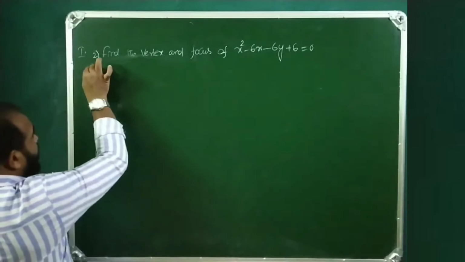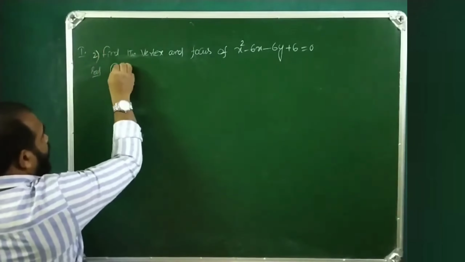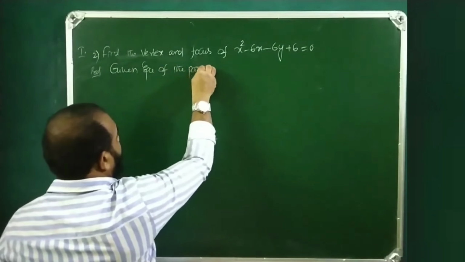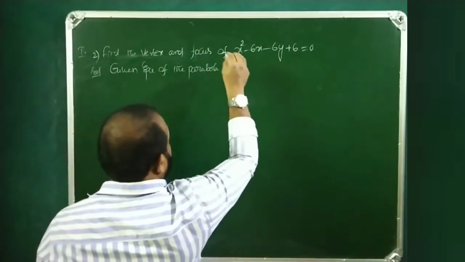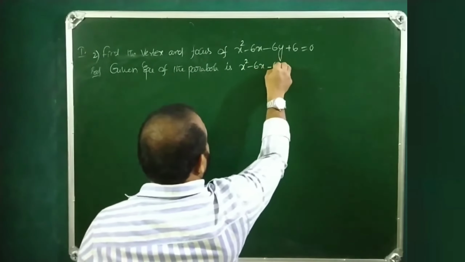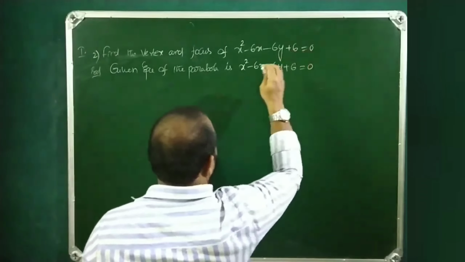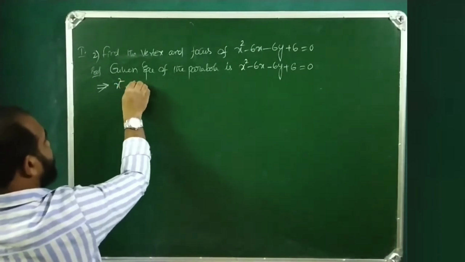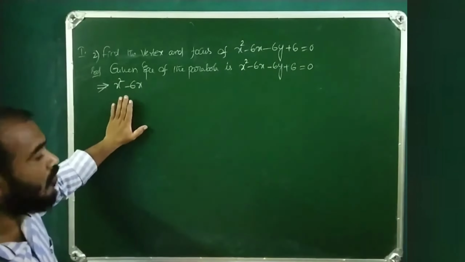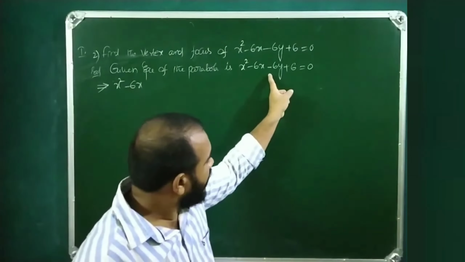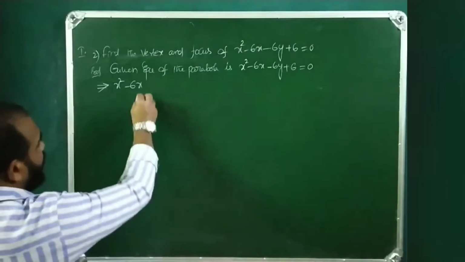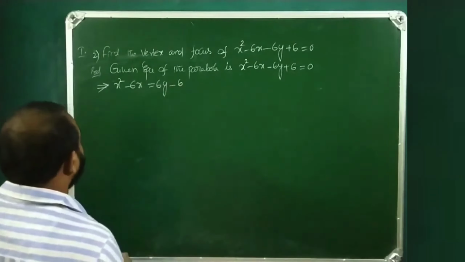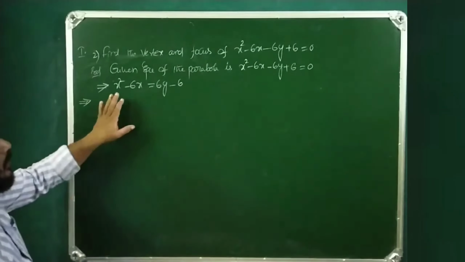So, solution. The given equation of the parabola is x square minus 6x minus 6y plus 6 equals to 0. Now this is x square minus 6x. The x terms I keep on one side and the remaining y and constant on the other side. This is equal to 6y minus 6.